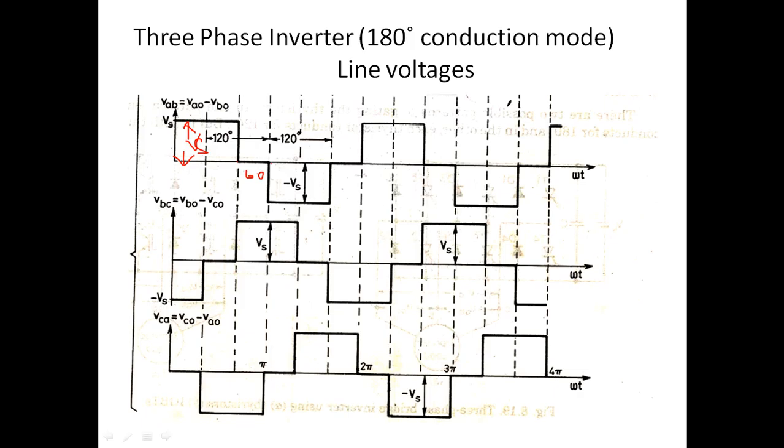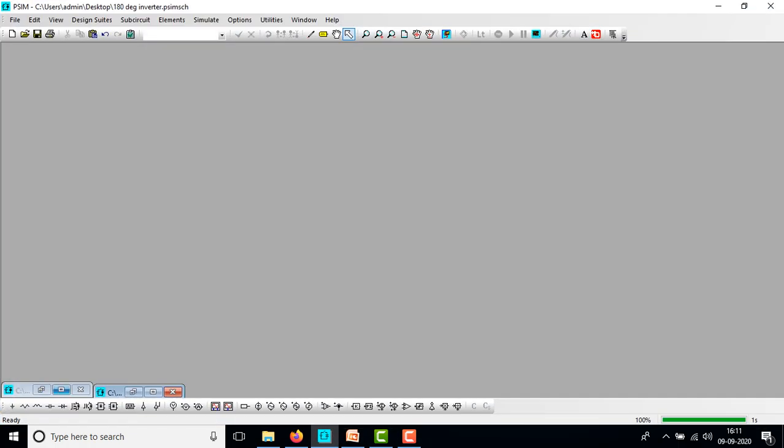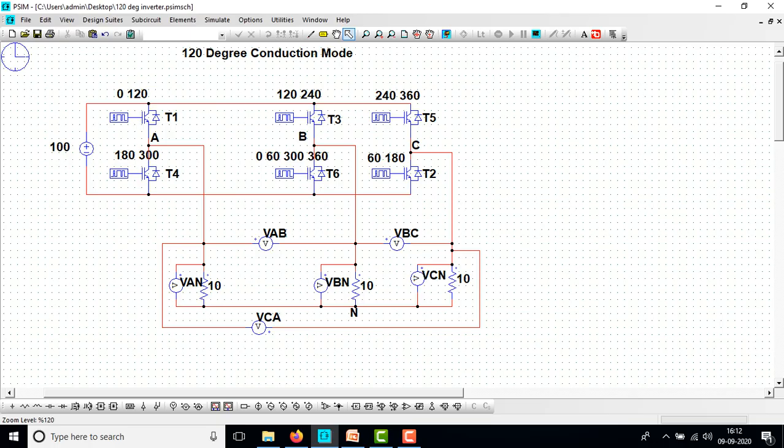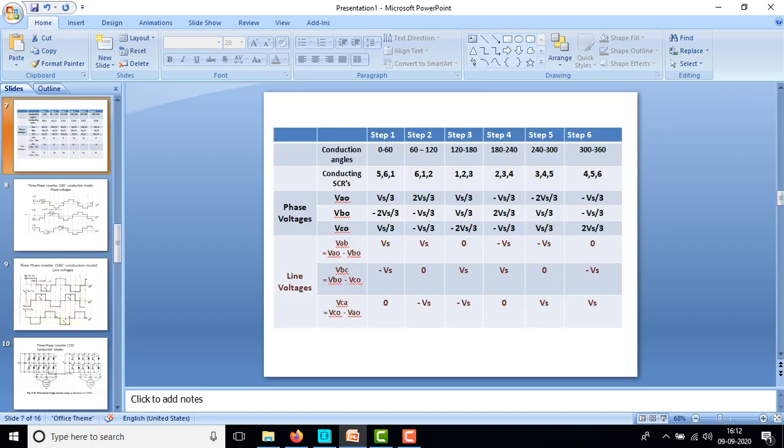So this 180 degree mode we can plot in PSIM. So in PSIM we will have the 6 SCRs, or we can have 6 IGBTs. Here I am using IGBTs. So we have 6 IGBTs, that is T1, T3, T5, the positive group, and T4, T6, T2 are the negative group, that is connected to negative. So from the table I have shown, you can fill the conduction periods.